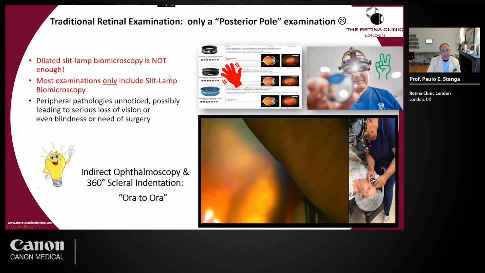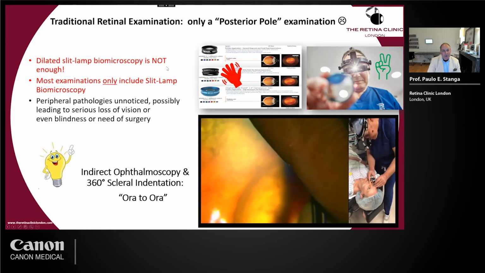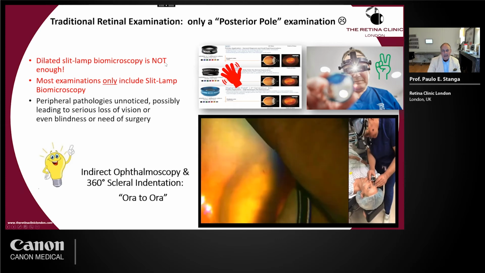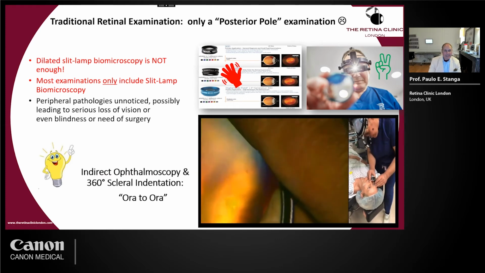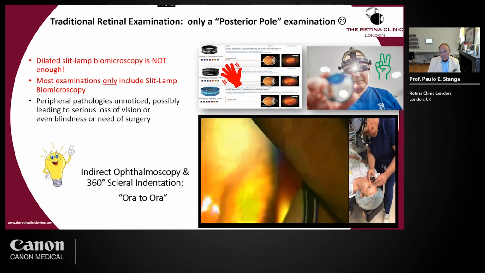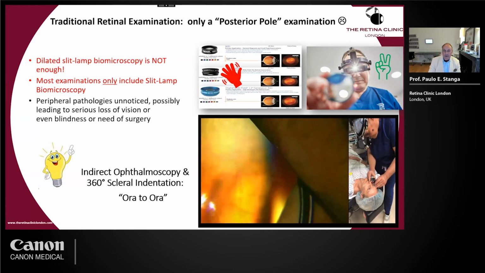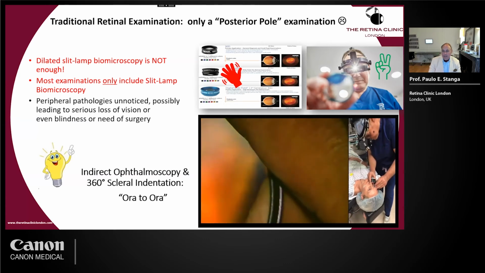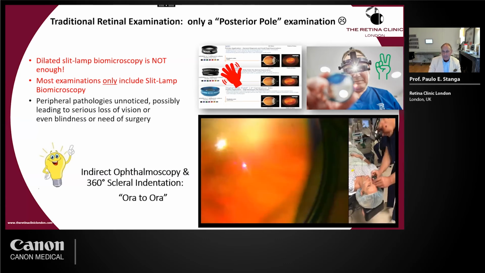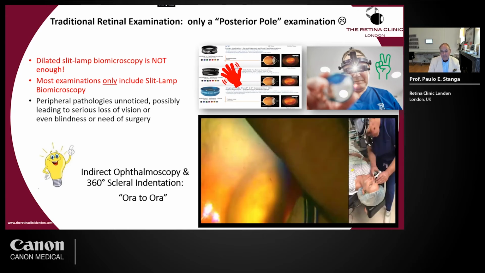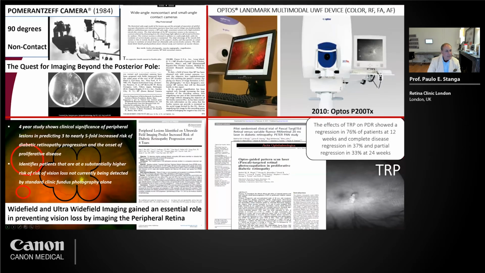So we know that retinal examination is mostly done with slit lamp using a wide-field lens. However, this is not really a retinal examination because we cannot reach the peripheral retina, the ora serrata, with slit lamp microscopy. The only way to see the ora serrata is with indirect ophthalmoscopy in some patients, but mainly with indentation, indirect ophthalmoscopy with scleral indentation.